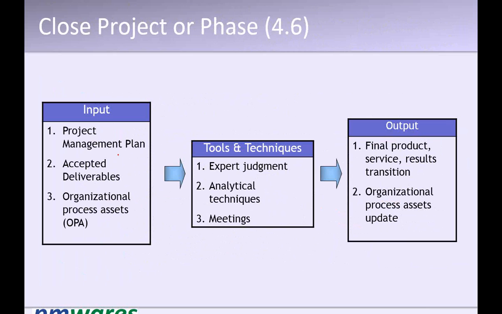So you get the project management plan. The main input is the accepted deliverables, right? You got it? What is the closure? There are two types of closure that can happen: closure of phase and closure of project. Can anybody tell me what you think the closure is all about in case of phase and in case of project?